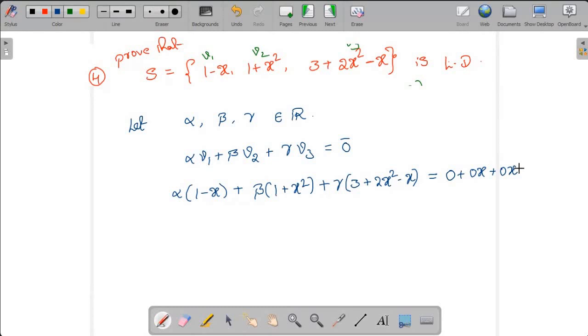Okay. Now you see what are the constant terms here. The constant term is alpha plus beta plus 3 gamma, plus the coefficient of x, which is minus alpha minus gamma, into x, plus the coefficient of x square. There is no alpha, so it is beta plus 2 gamma.